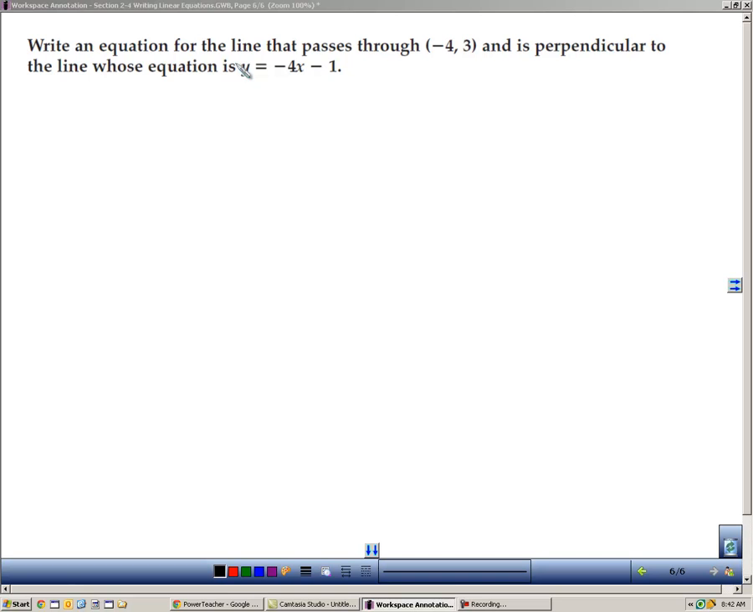Our last example has us write an equation that passes through a point, but it also talks about being perpendicular to this equation. Well, we've talked about perpendicular lines in the past. We know perpendicular lines have slopes that are opposite reciprocals. So if I look at the equation that I'm given, and I know where to look for the slope, I can find that my slope in this equation is -4. But I want a line that's perpendicular to that, which means my slope, or my m, is the opposite, so it's going to be positive, and the reciprocal, so 1/4. So that's the slope that I'm going to use for my equation, 1/4.